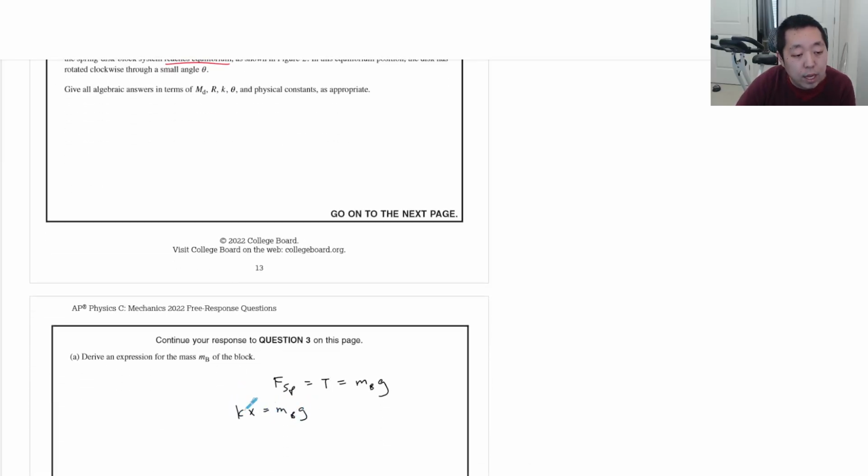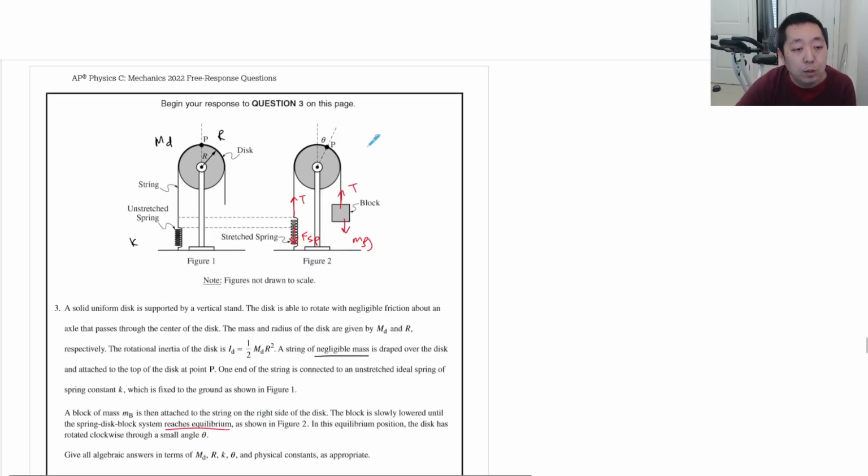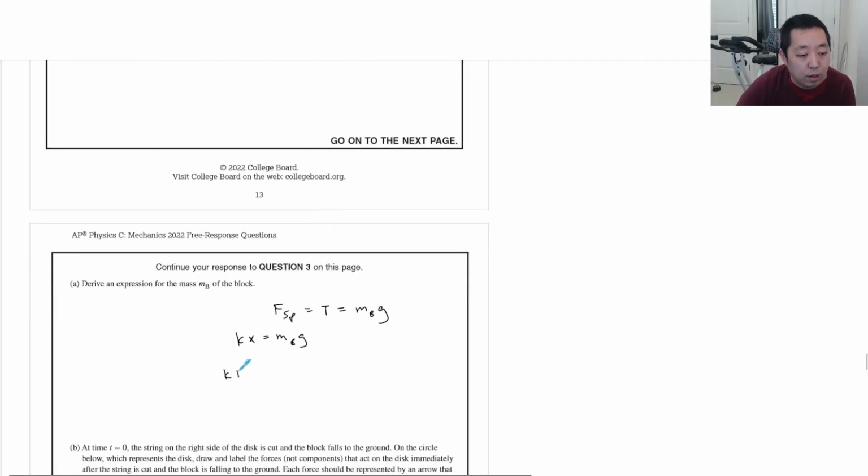Now, I'm not told how much the spring was stretched by. I'm told how much the angle was swept by. But if this thing rotated a certain amount, what is the distance that it rotated? The distance that it rotated by an angle theta is r theta. That's from your pre-calculus days. So the x is r theta in this instance. That's how much it's stretched by. So the x I can replace with r times theta. So m_B is equal to k r theta over g.